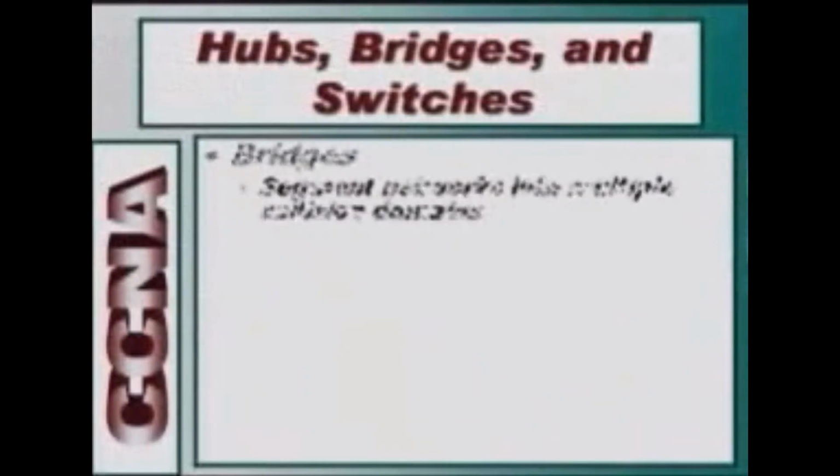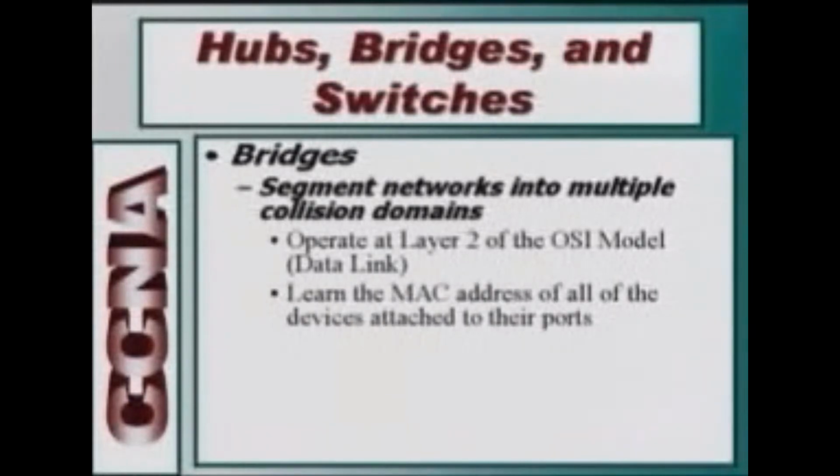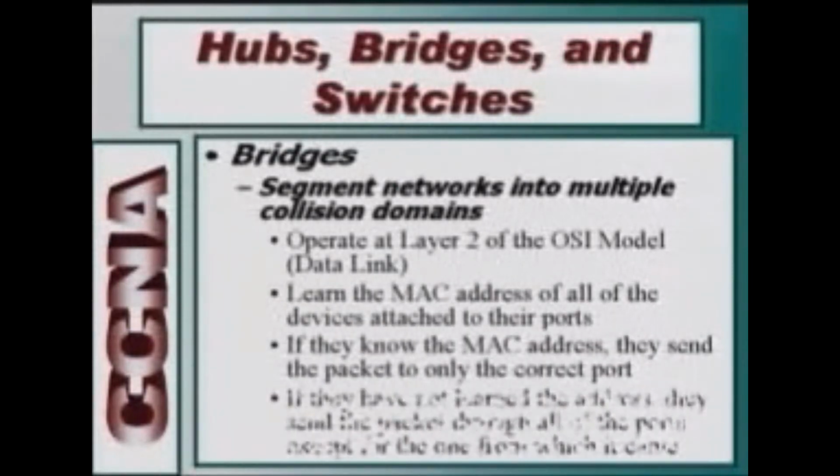Now, going up one level of intelligence is a bridge. A bridge actually does make decisions. Bridges work at layer 2 of the OSI model. Hubs work at the physical layer, the bottom layer of the OSI model. Bridges work at layer 2. So bridges can make decisions based on what address? Based on a MAC address. Remember that at layer 2, that's the only kind of address we have, a physical address. So bridges make decisions based on MAC addresses.